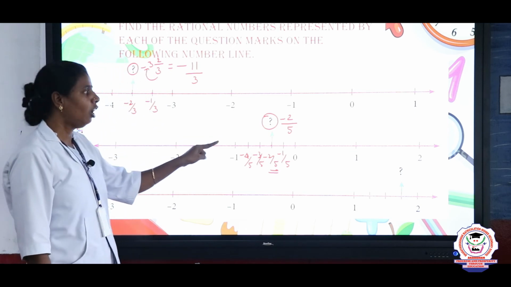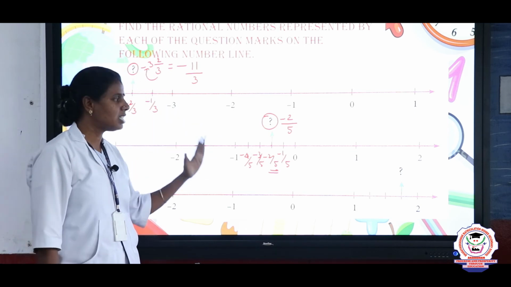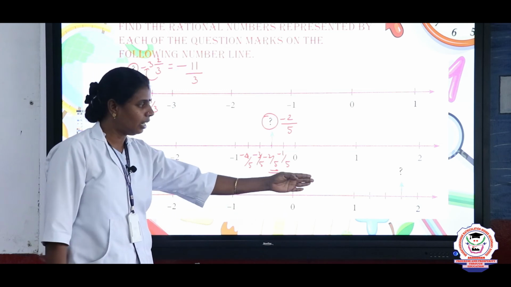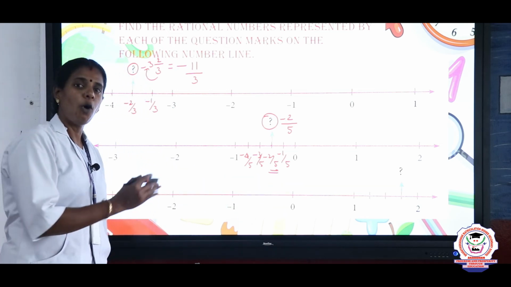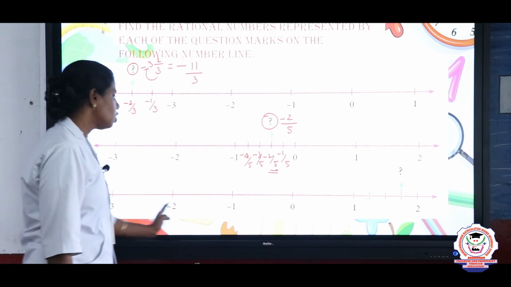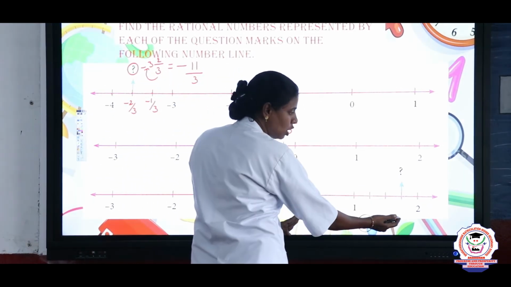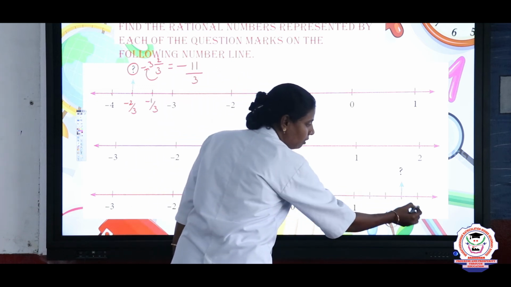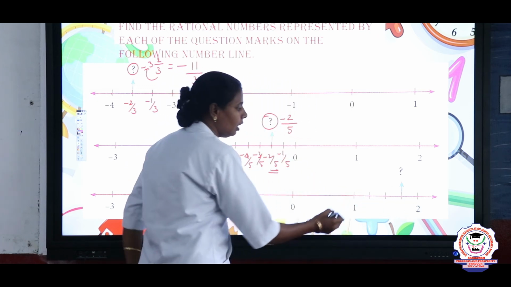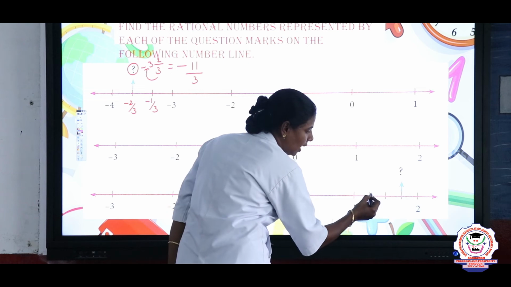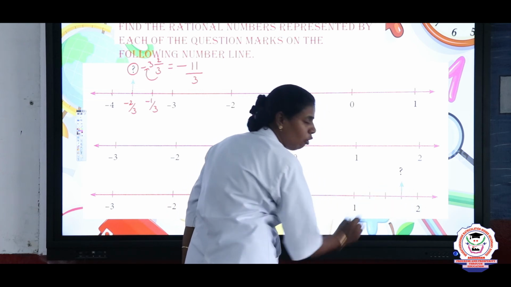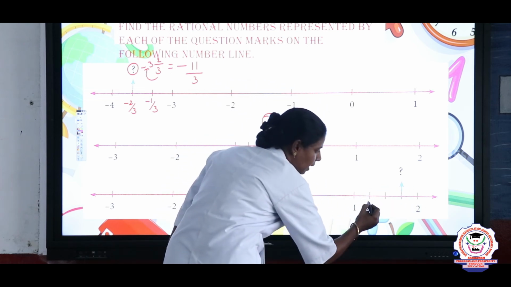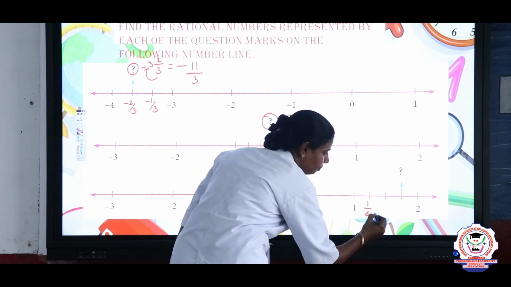So we found the first two, which are negative rational numbers, and for the third one we are going to find the positive rational number. Here, on the right side of 0, the question is given, which is positive. So the number lies between 1 and 2. How many equal parts are here? 1, 2, 3, 4 equal parts. So the first part is 1 by 4.